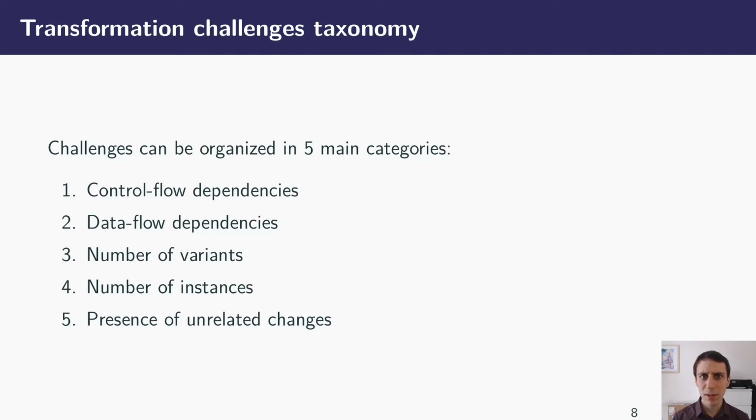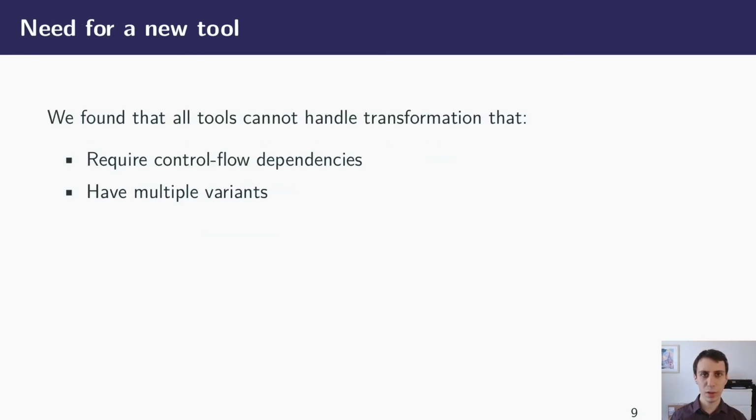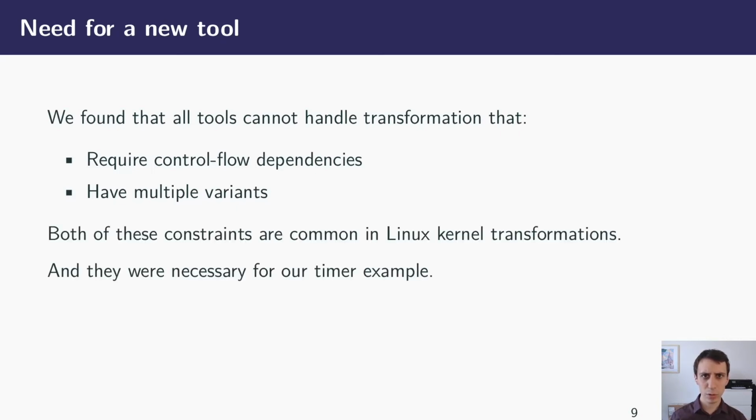If you want more details on these categories, there are large explanations of each of these categories and each of its subcategories in our paper. We found out that existing tools cannot handle transformations that require both control flow dependencies and a small variation inside them. But these two constraints are very common in the Linux kernel, and they were even present in our init timer example. Consequently, this tool cannot work with our timer example and will not work with most of our kernel transformations.